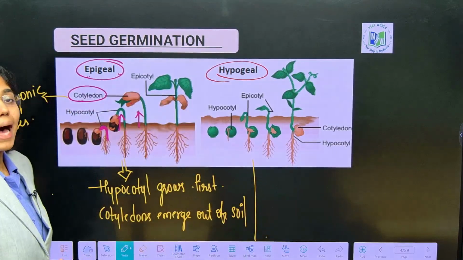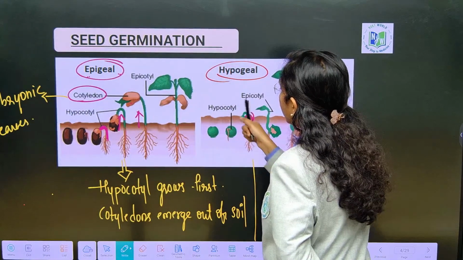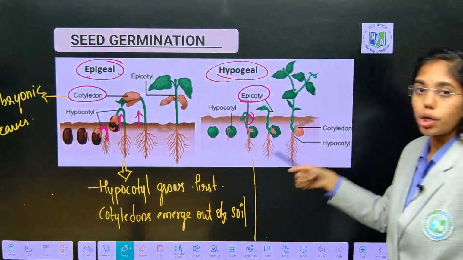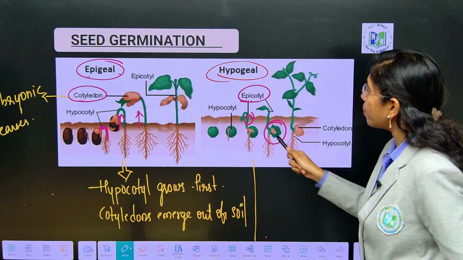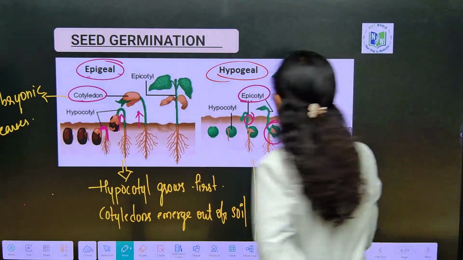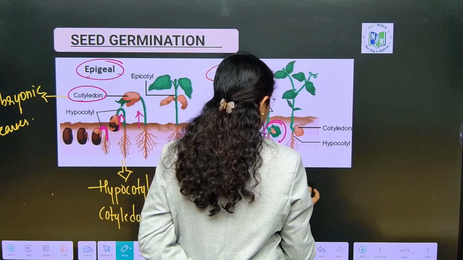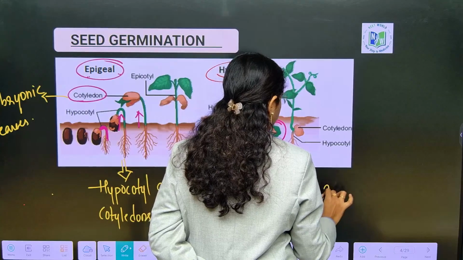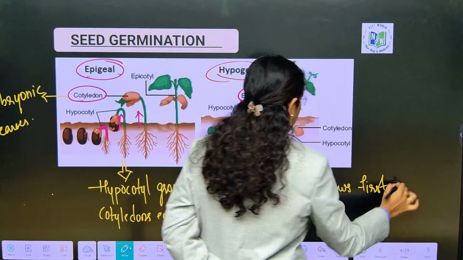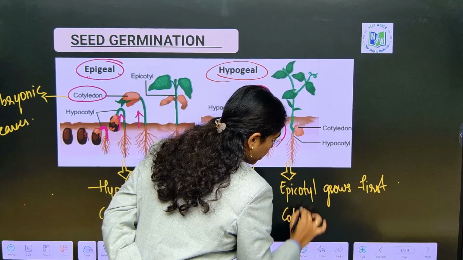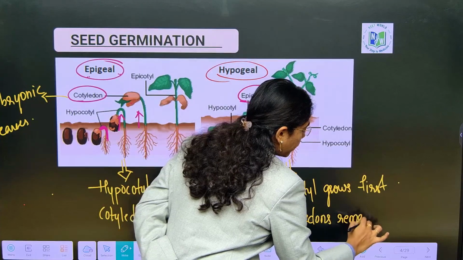Post this, hypogeal seed germination, wherein epicotyl grows first. Can you see epicotyl, which is the future shoot? This epicotyl will grow first and cotyledons will remain underground itself. Here epicotyl grows first, and cotyledons remain in ground itself.